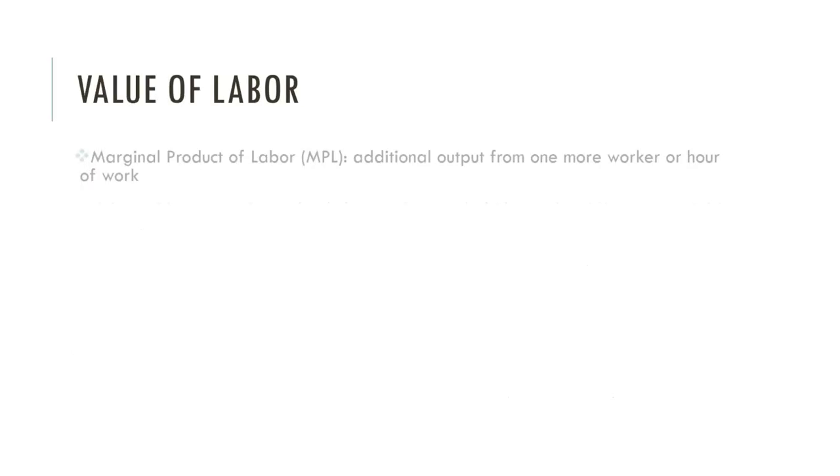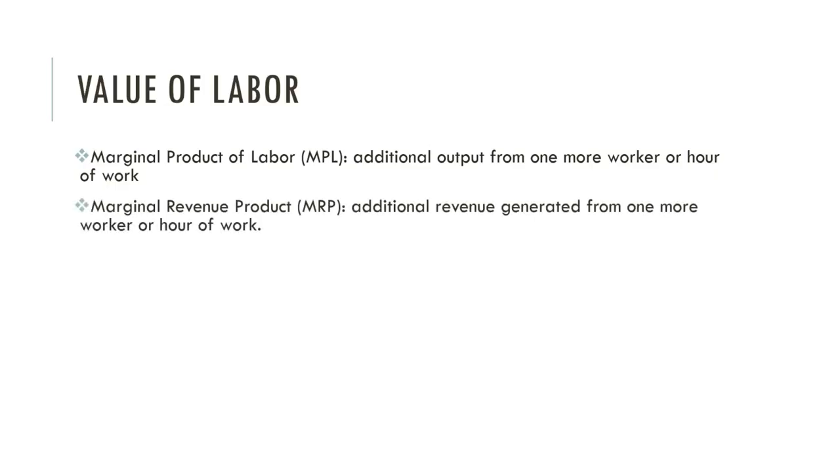So when we're looking at the value of labor, we're talking about marginal product of labor first, and that's going to be the additional output from one more worker or one more hour of work. So if I work an extra hour, how many extra things am I going to grade? Or how many extra classes can I teach? The marginal revenue product is additional revenue generated from one more worker or one more hour of work.